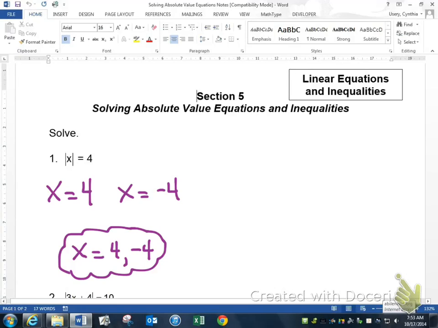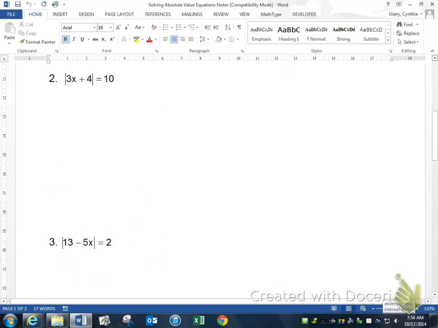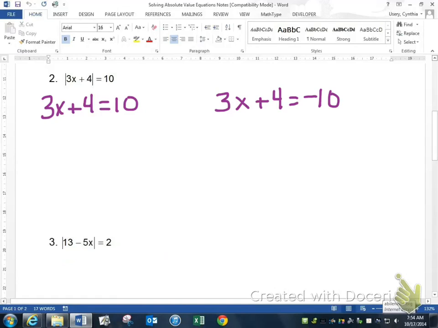Let's go to number 2. On number 2, you have the absolute value of 3x plus 4 equals 10. Well, what's inside that absolute value can be a positive, it can also be a negative. It has to equal either a positive 10 or a negative 10. So we're going to write two equations for this. Either 3x plus 4 equals 10, and the other one would be 3x plus 4 equals negative 10, because what's inside that absolute value can be negative, and the absolute value symbols will turn it to positive.